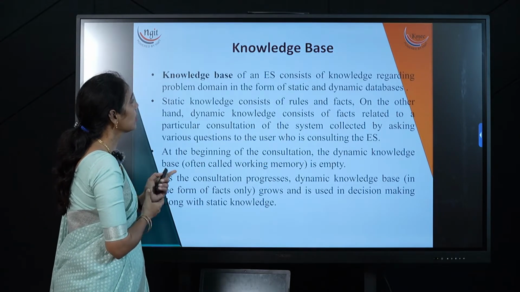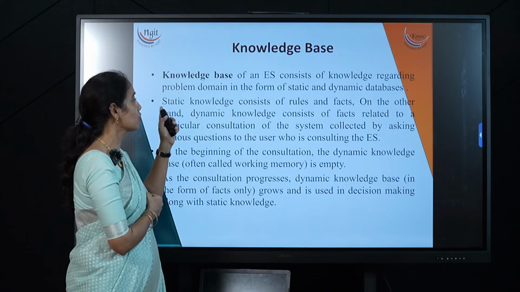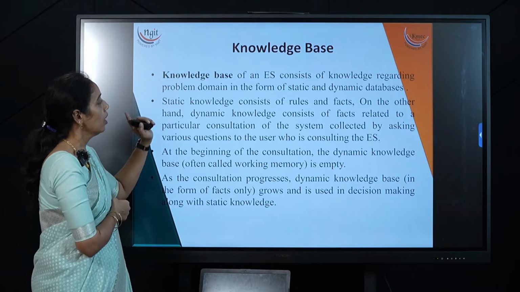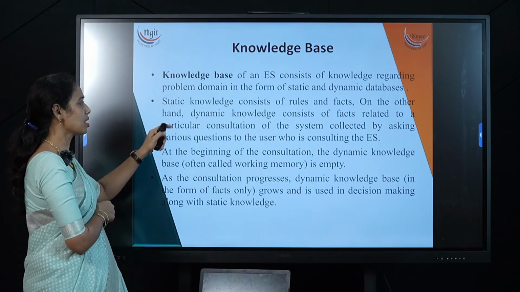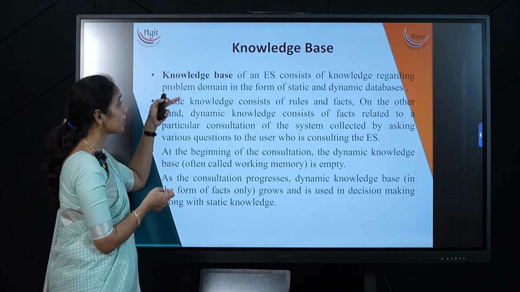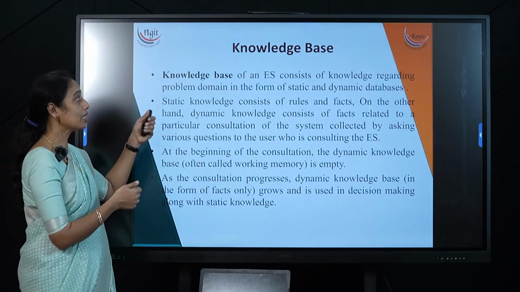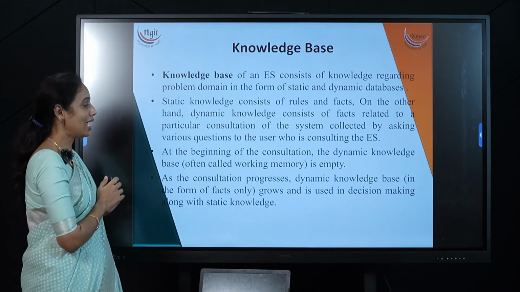The first one is the knowledge base. The knowledge base of an expert system consists of knowledge regarding the problem domain in the form of static and dynamic bases. The static knowledge consists of rules and facts, whereas the dynamic knowledge consists of facts related to a particular consultation of the system, collected by asking various questions to the user who is consulting that particular expert system.